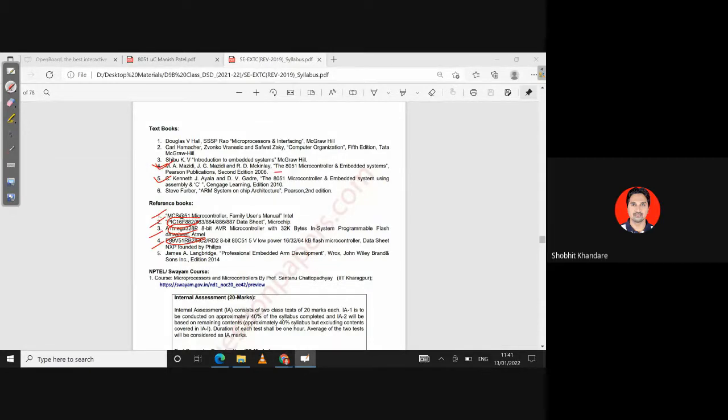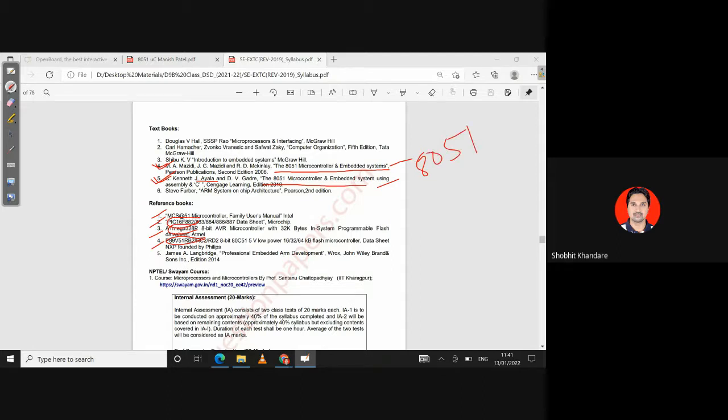The book name is 8051 Microcontroller and Embedded System, and the fifth one is Ayala. The author's names are, there are 3 authors, Gadre, Ayala, and Kenneth. And the name of the book is 8051 Microcontroller and Embedded System. Now these 2 books will cover your 8051.